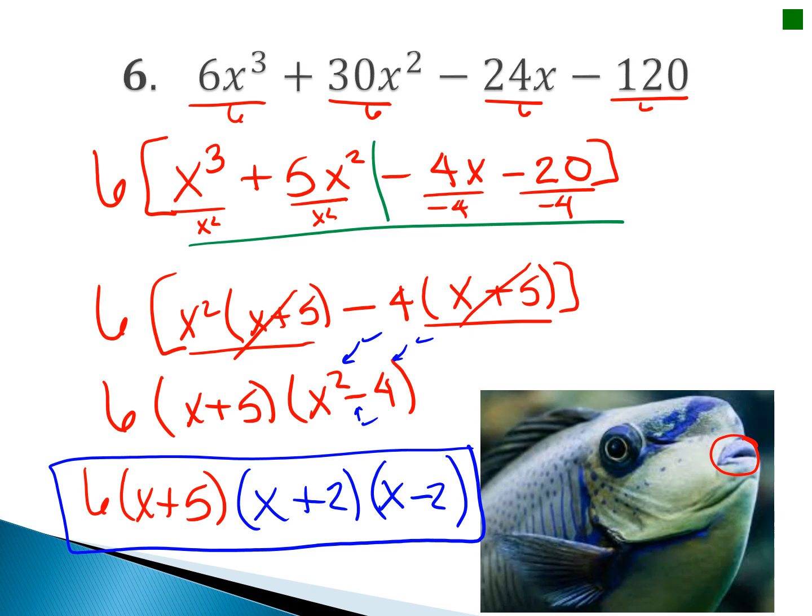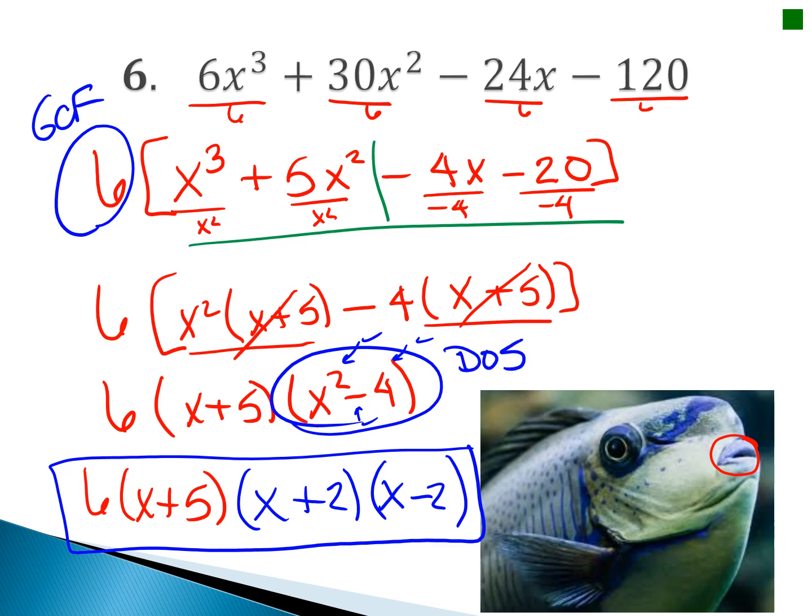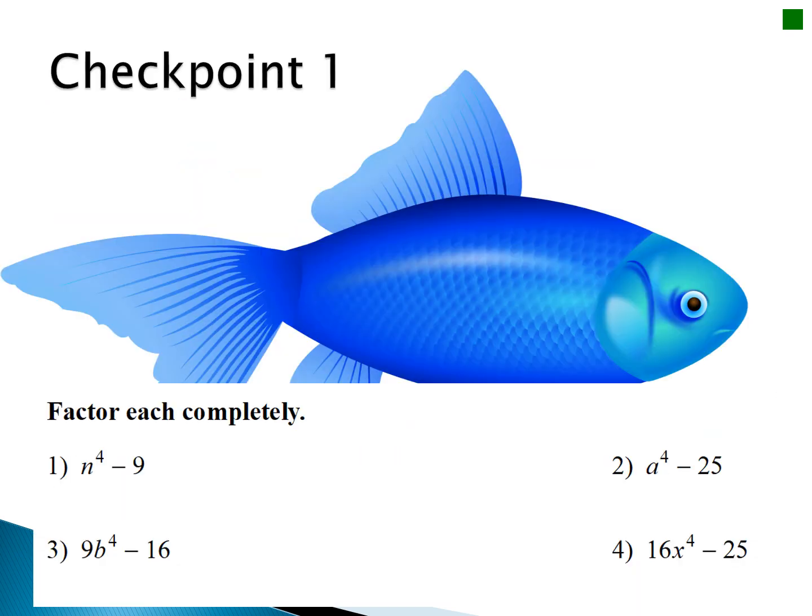Wow, this was a double killer, wasn't it? Had a GCF right off the bat you had to look for, then it had a difference of squares at the end. Wow. That's what that fish is going like, ooh. Checkpoint. Oh my gosh, I love that fish.